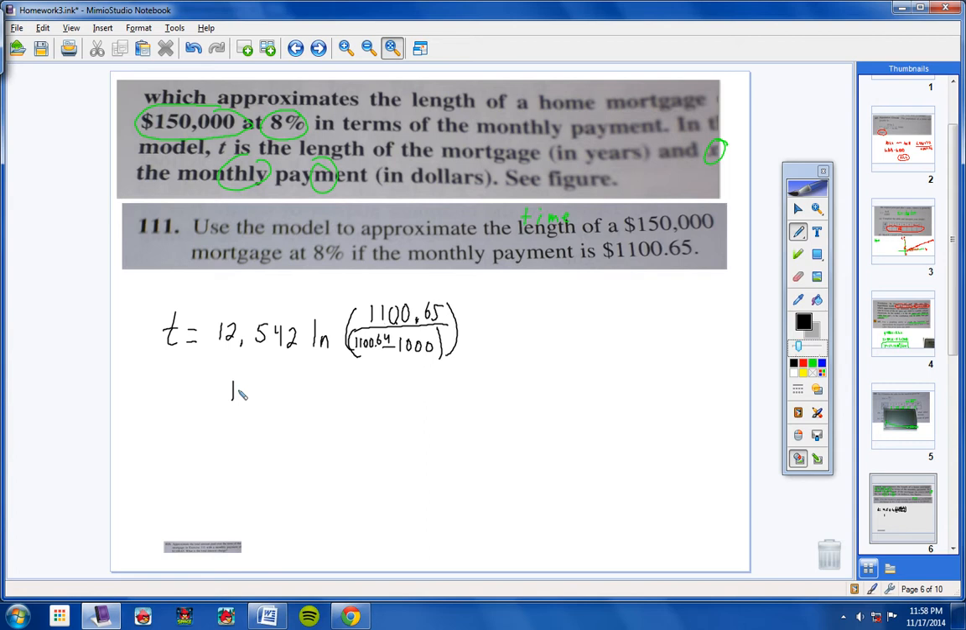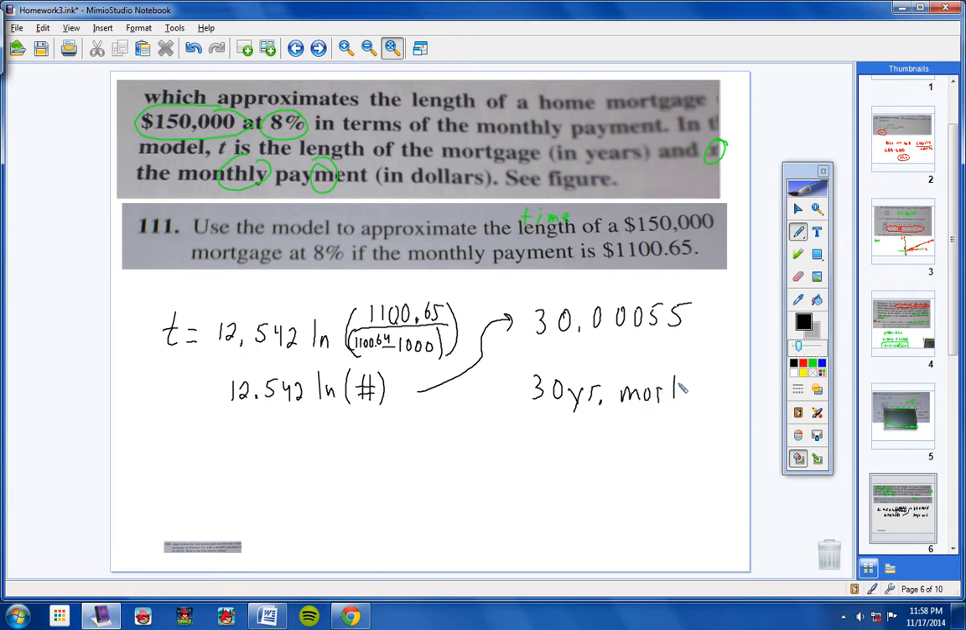So you have 12.542 natural log of some number right here. Now, if you do all of that correctly, you should come up with 30.00055. So I'm going to call this a 30-year loan, which is pretty safe, or a 30-year mortgage. Okay, so we answered question number 11. Approximate the length of the mortgage. So it's a 30-year mortgage.